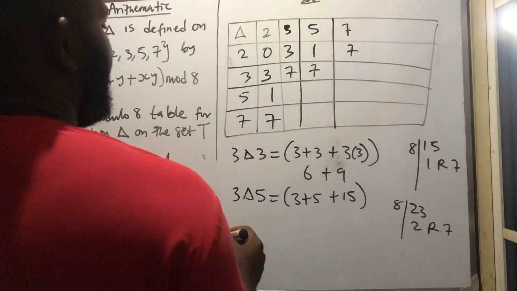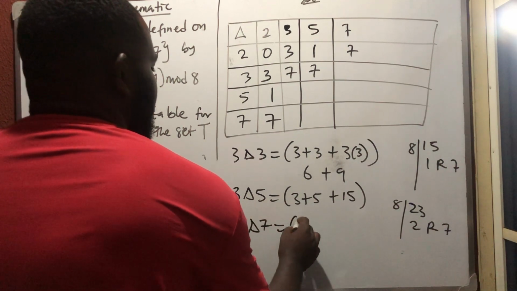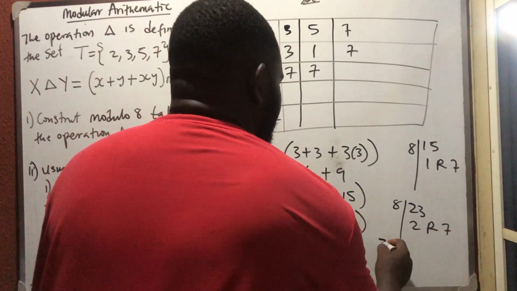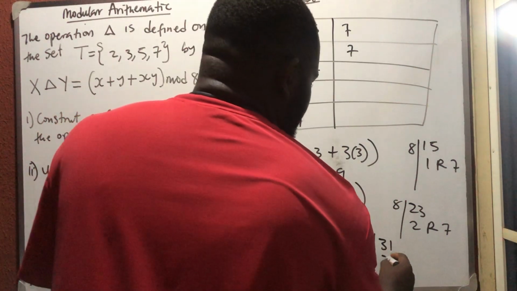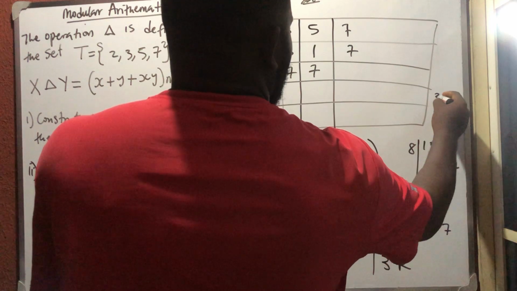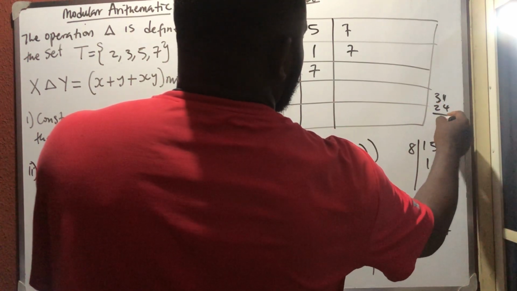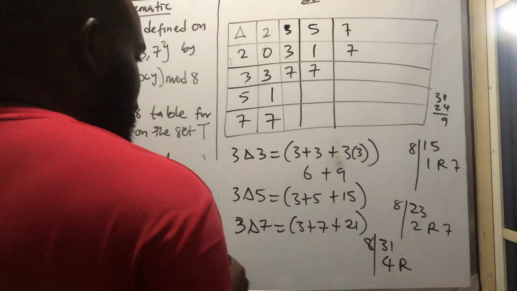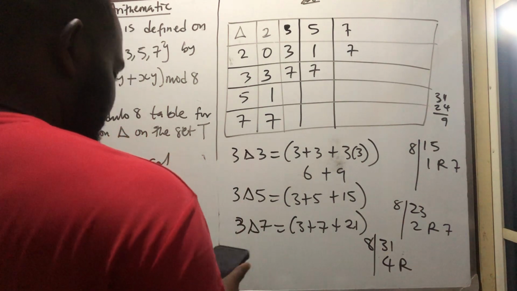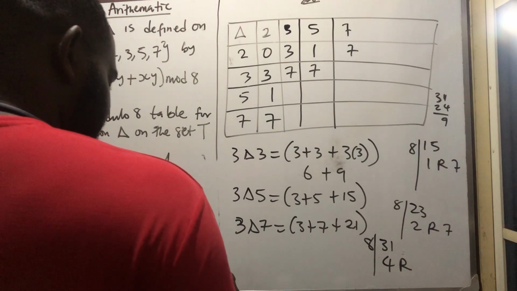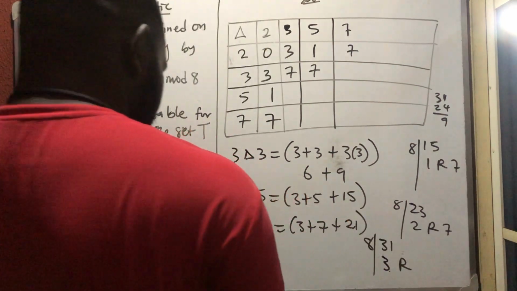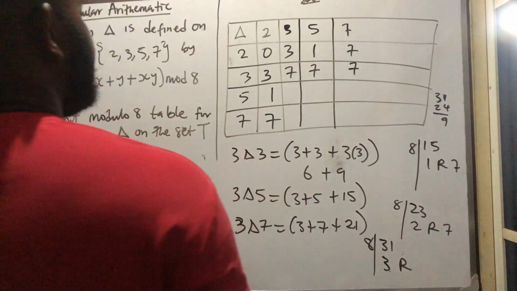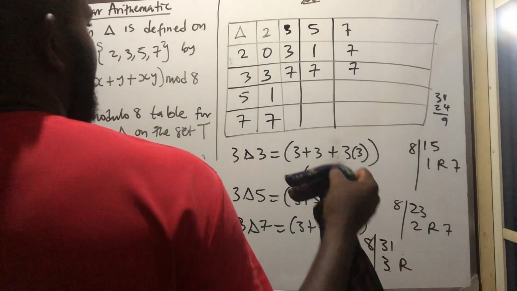Okay. The next one is 3 operates on 7, which will give me 3 plus 7 plus 3 times 7 is 21. So I'm having 10, 31. So 8 into 31. I am having 24, which is 3. 31 minus 24. Let me use my calculator, please. 31 divided by 8. Look, I'm having 3. So how do you get the remainder? Minus that 3, then times it by that 8. I'm having 7. So here is 7. Okay? So the next one is... did we do 3 operating on 2?